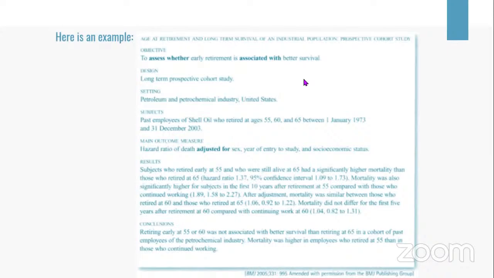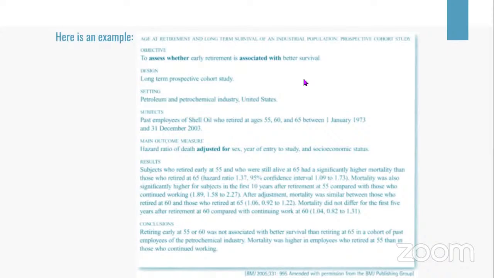Results: subjects who retired early at 55 and who were still alive at 65 had a significantly higher mortality than those who retired at 65. Hazard ratio 1.37, 95% confidence interval 1.09 to 1.73. Mortality was also significantly higher for subjects in the first 10 years after retirement at 55 compared with those who continued working. 1.89, 1.58 to 2.27. After adjustment, mortality was similar between those who retired at 60 and those who retired at 65.